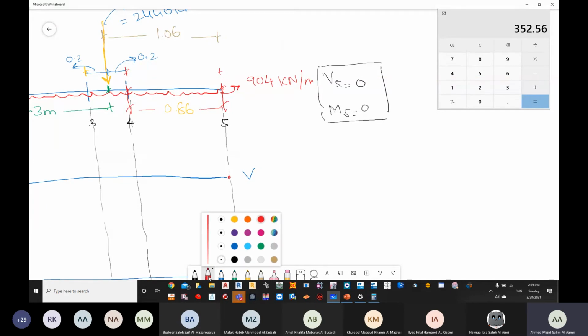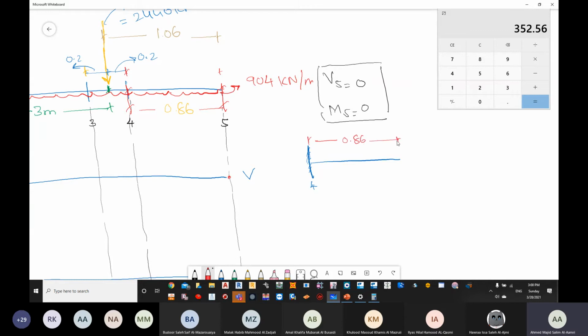If you see for point number 4, this is my point 4 till the edge of the foundation. The distance here is 0.86. What are the loadings available on this particular location from point 4 till the edge of the foundation? Do we have only upward force or downward force? Do we have only pressure, or the loading of the column, or both of them, from point number 4 to point number 5?